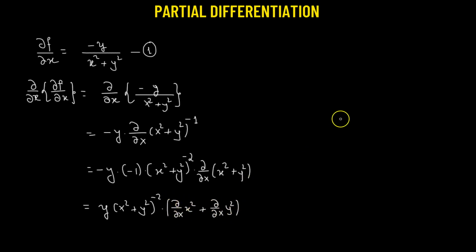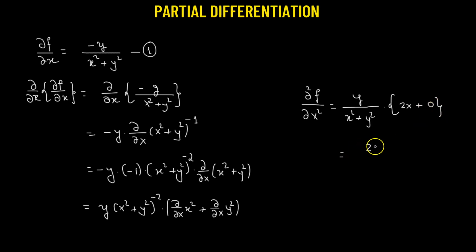So that means we now have the second partial derivative of f with respect to x. Now this will be equal to y divided by x squared plus y squared, multiplied by the partial derivative of x squared with respect to x, which is 2x, plus the partial derivative of y squared with respect to x, which will be 0 because y is a constant here.